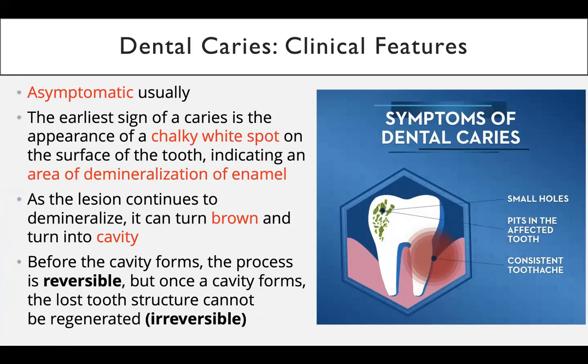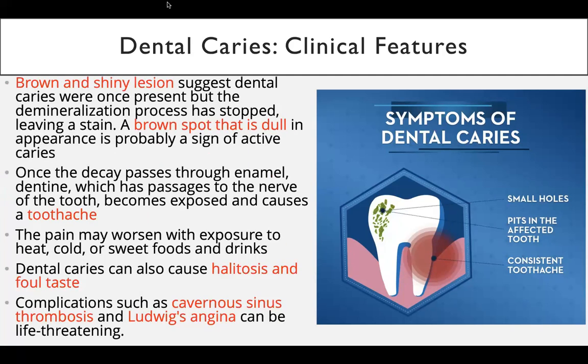It's usually asymptomatic, but dentin has some nerve endings in the dental fluid of the dental tubules, so it can be painful. Then it starts with a white spot, an area of demineralization of enamel, and then it changes into brown and turns into a cavity. If, before the cavity, we take care of it and close it, then it's reversible. But once it reaches stage 3, 4, 5, 6, it's irreversible because the cavity is formed and it cannot be regenerated. And to distinguish: brown and shiny regions suggest dental caries was once present, so it's an old caries, and a brown spot that is dull in appearance is active caries.